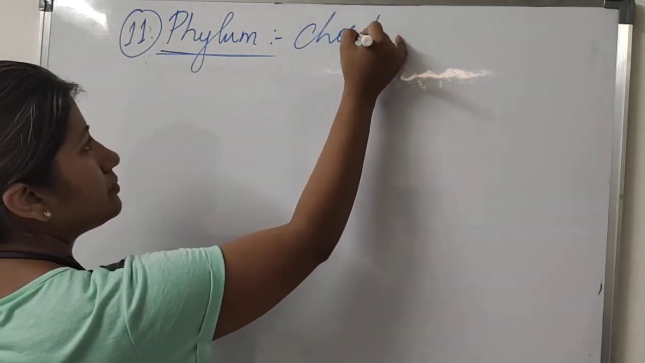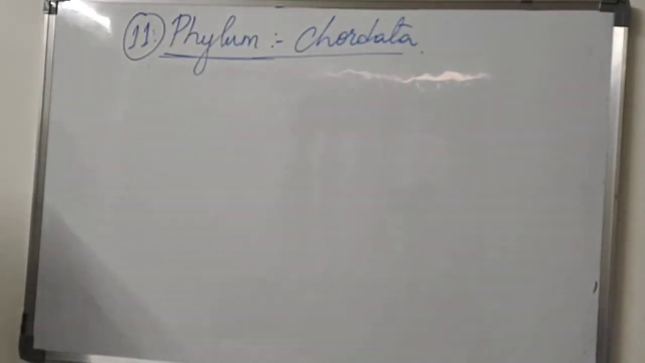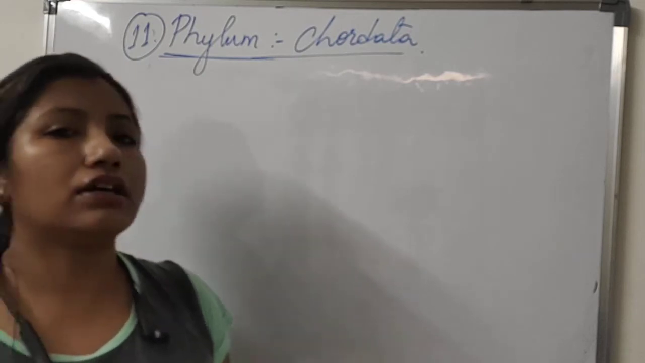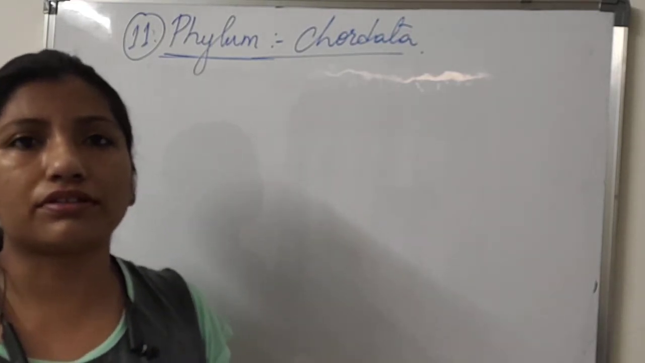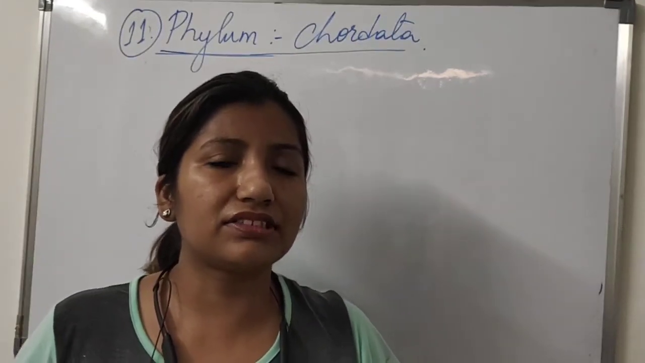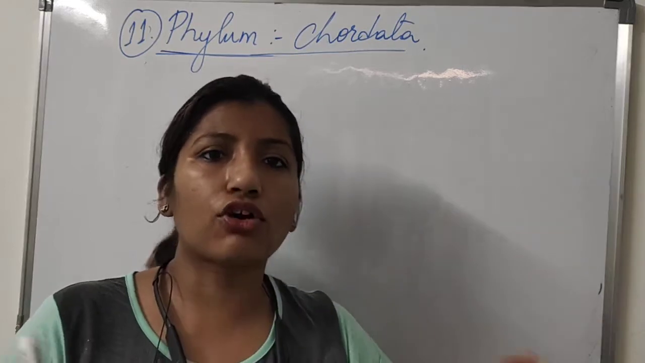Chordata. So chordata is a very huge group of organisms, and it includes the higher group of organisms. The entire animal kingdom is divided into two categories, that is non-chordates and chordates.